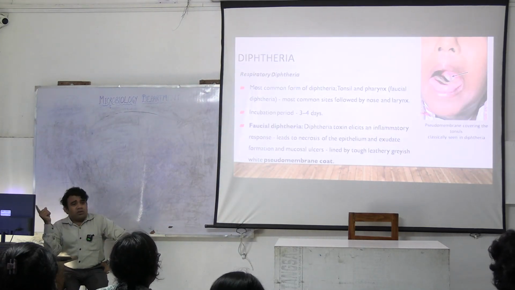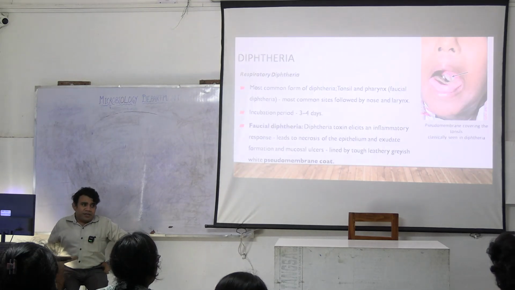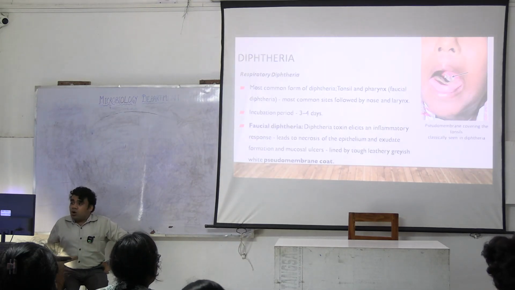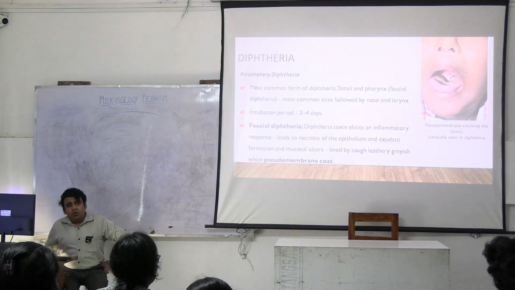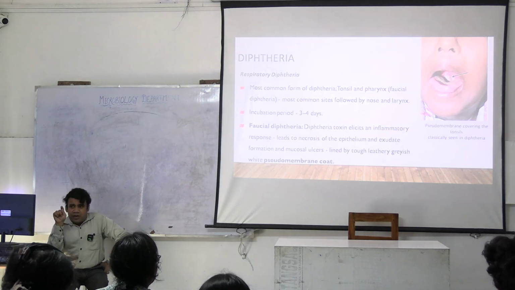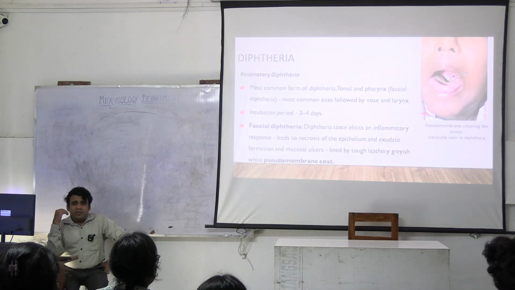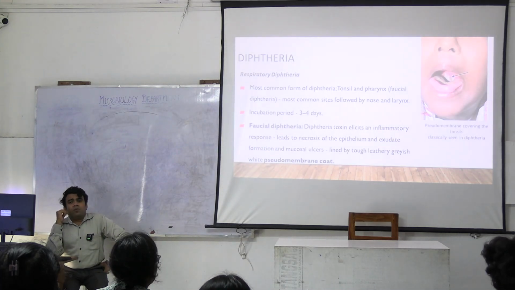And because of these toxins, the cells will die and will form a white patch-like area. This is called a pseudomembranous patch. Why is it called pseudomembranous? Because it's not a true membrane. If we try to get rid of it with the help of a swab, the membrane actually comes off. Actually the mucosa sloughs off. Hence it is called a pseudomembranous patch.